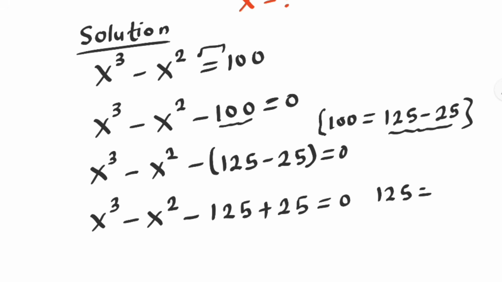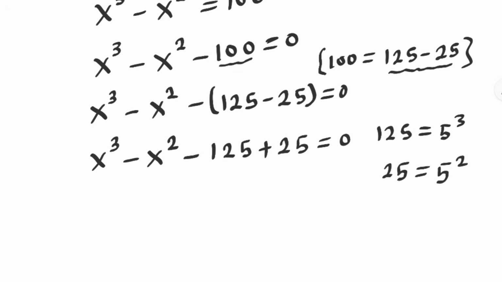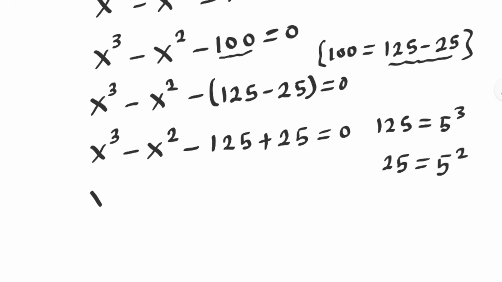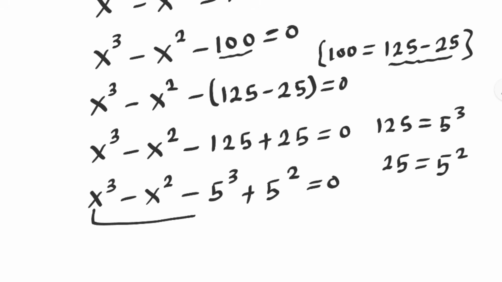125 is equal to 5 raised to power 3. 25 is equal to 5 square. Then this is s raised to power 3 minus s squared minus 5 raised to power 3 plus 5 square is equal to 0. Now let us pair this to this and this to this.